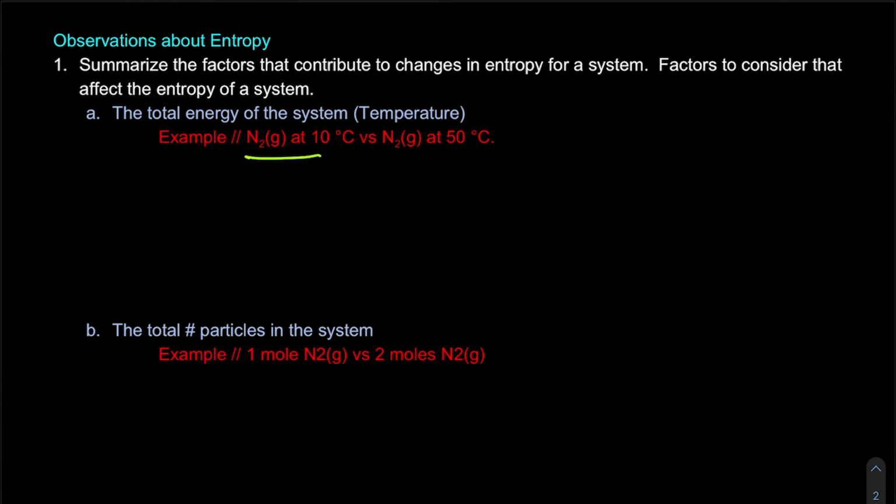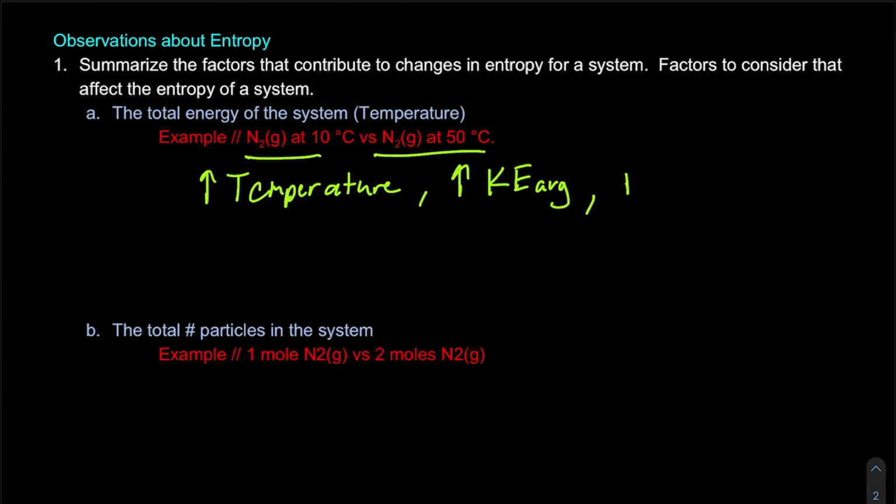So if we have nitrogen at 10 degrees and nitrogen at 50 degrees, we think of if we increase temperature, how might that influence the overall number of microstates that we can have if we have more energy, right? We increase the temperature, we increase the average kinetic energy of all those molecules, and we can also think of increasing the total kinetic energy. And again, this is if we're thinking of a fixed amount of, in this case, nitrogen gas. Well, now we have more total energy.